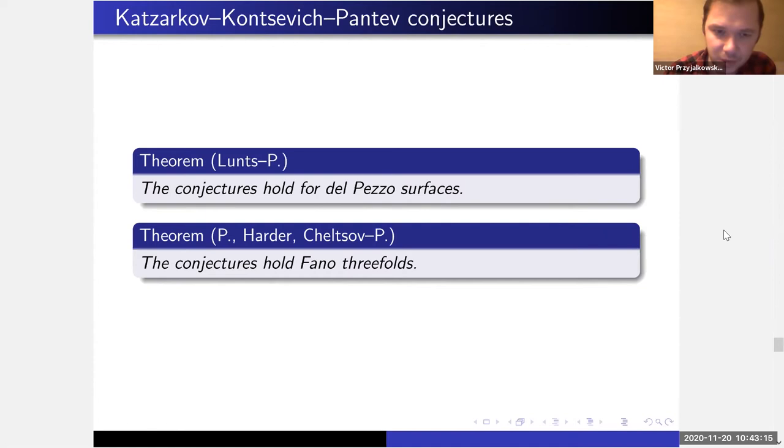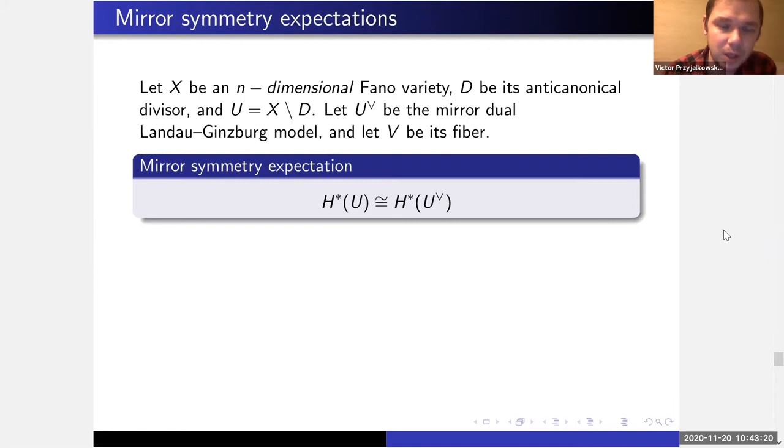Okay, so now I would like to move to the P equals W conjectures. Let me remind you that having an n-dimensional Fano variety, we take its anticanonical divisor, which we consider not as a linear system but as a particular divisor. We just assume that it's normal crossing. We can consider the complement to this anticanonical divisor. We get an open Calabi-Yau variety. We expect that there should be another open Calabi-Yau variety, which is mirror dual to this open Calabi-Yau variety.